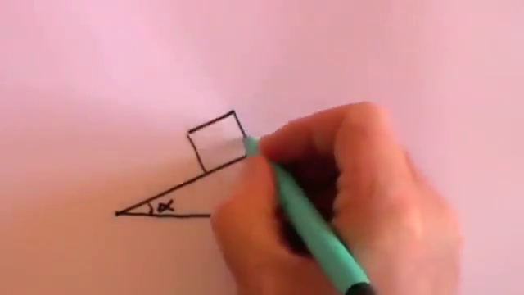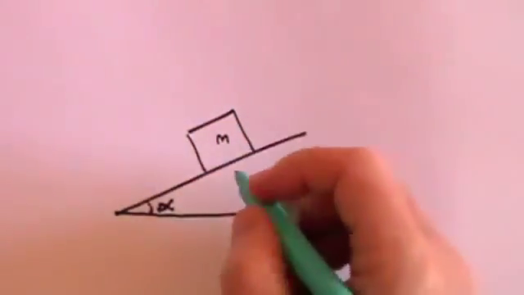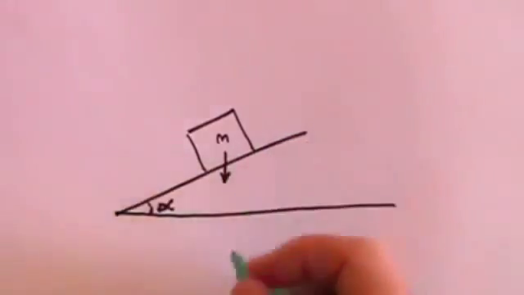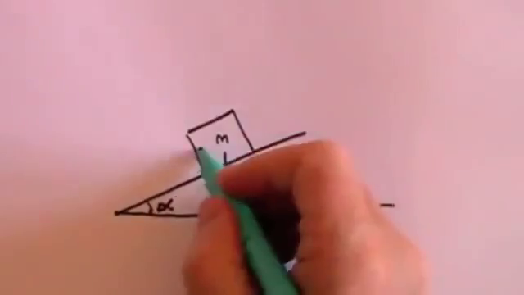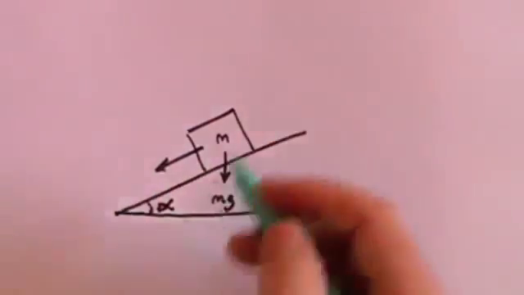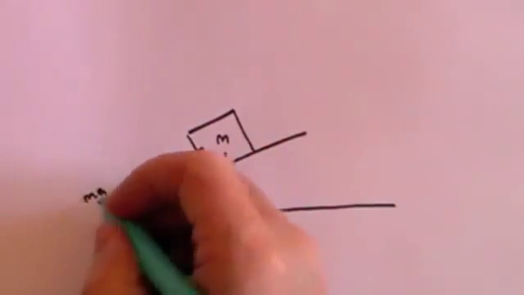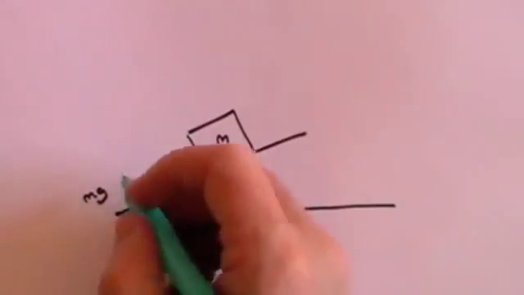Here is my block of mass m. Once again, there will be a gravitational force acting vertically downwards of mg. There will be a component of that force acting down the plane, which is mg sine alpha.